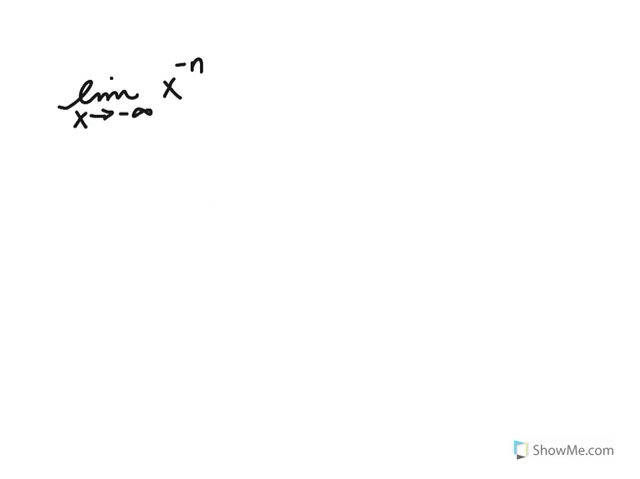Another case is if x is approaching negative infinity of x to the negative nth power. We can rewrite this very easily so that we don't have a negative exponent as 1 over x to the nth. And what we should be looking at here is if x gets more and more and more negative, then what happens to my limit? Where does it start going? We'll start thinking of very, very big negative numbers being raised to an exponent.